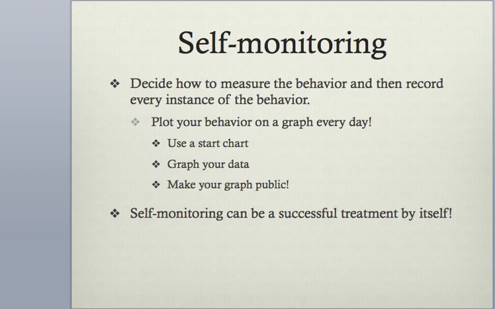You can use a star chart. You could write it down on a piece of paper in your notebook that you did the behavior, but you should have the date and the time and the location and all the details of when the behavior occurred. And then you want to take that data and graph it onto your graph paper. And ideally, you should make your graph public. It should be someplace where people can see your progress.